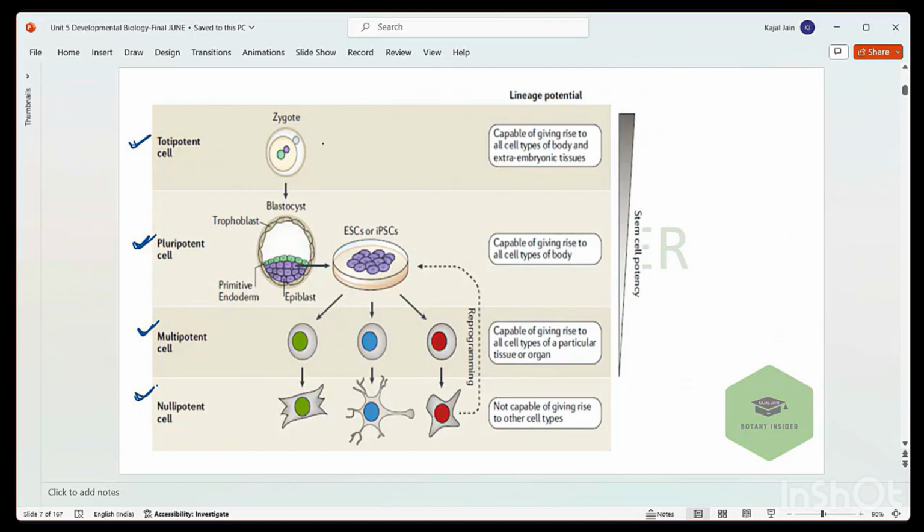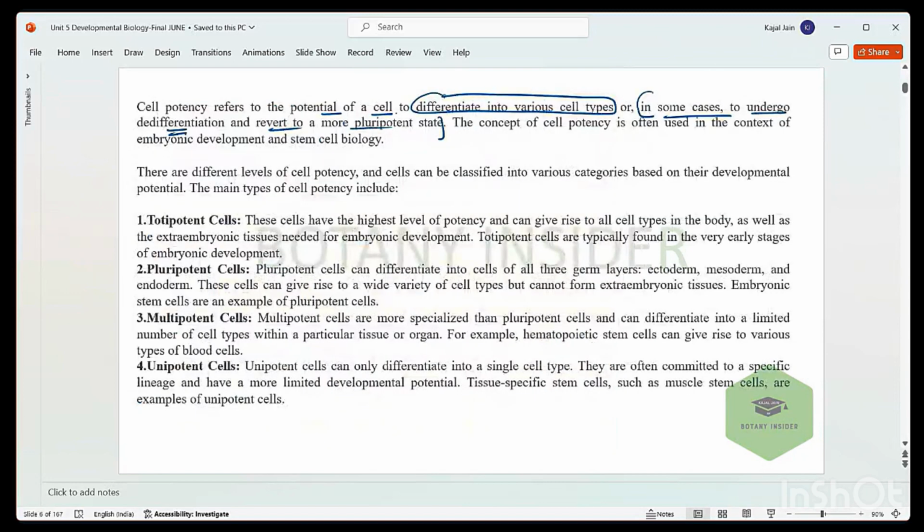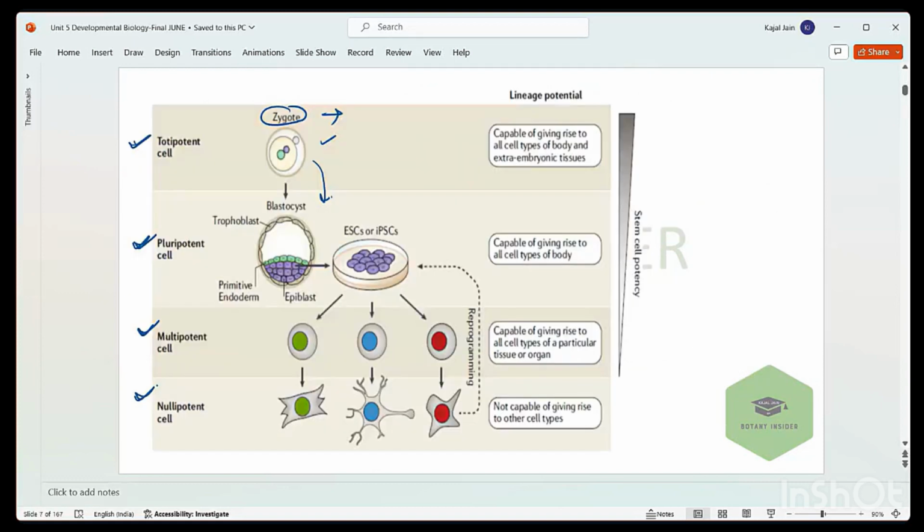A totipotent cell is the cell from which we begin our life, that is the zygote, which is capable of giving rise to all the cell types and the extra-embryonic tissues as well, right? Repeating it: when a cell can convert into all the cell types of the body, it has the highest level of potency. Totipotent cells have the highest level of potency and can give rise to all the cell types in the body, as well as the extra-embryonic tissues needed for embryonic development. Totipotent cells are typically found in the very early stages of embryonic development. So the totipotent cell example is the zygote, which can give rise to all the cell types, in addition to the extra-embryonic tissues as well.